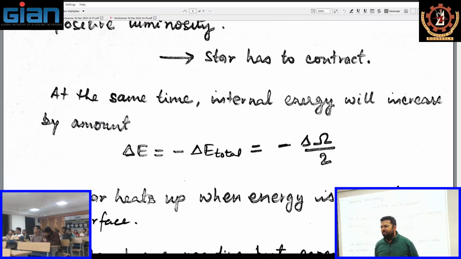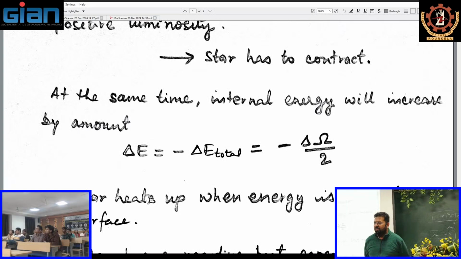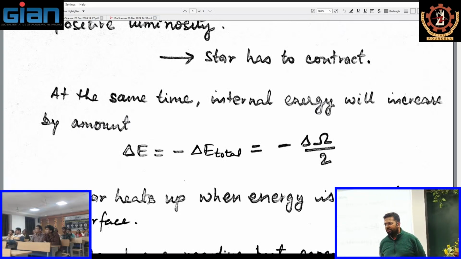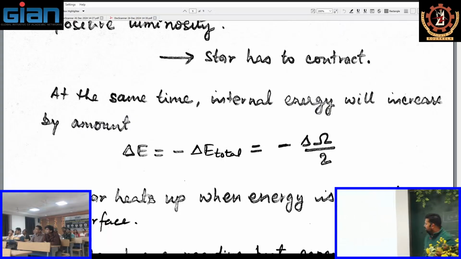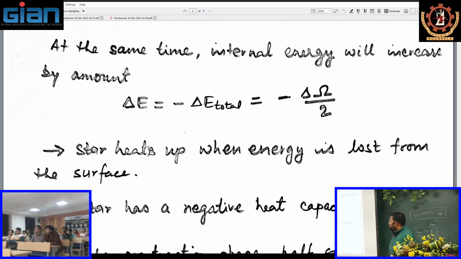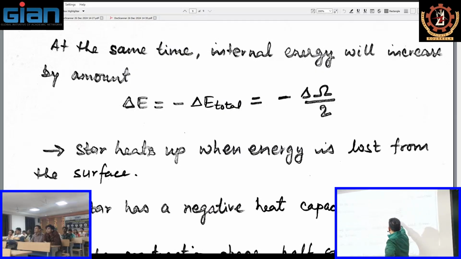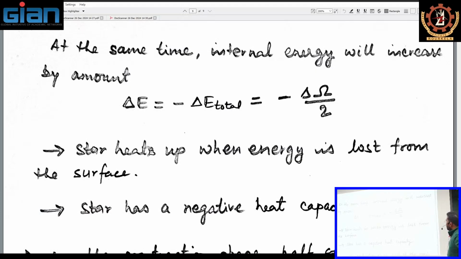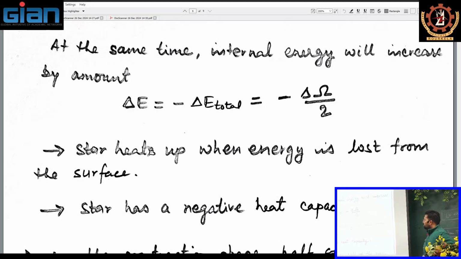Okay. So the negative heat capacity means even though you are taking out a certain amount of energy from the system, the temperature of the star, the temperature of the object, is actually increasing, right? So in these cases, what we will see at the end is that the star heats up. So for example, this delta E eventually is equal to minus delta omega divided by 2, and if this is negative, then eventually you will have a positive value here. So in this case delta E will also have a certain positive value.